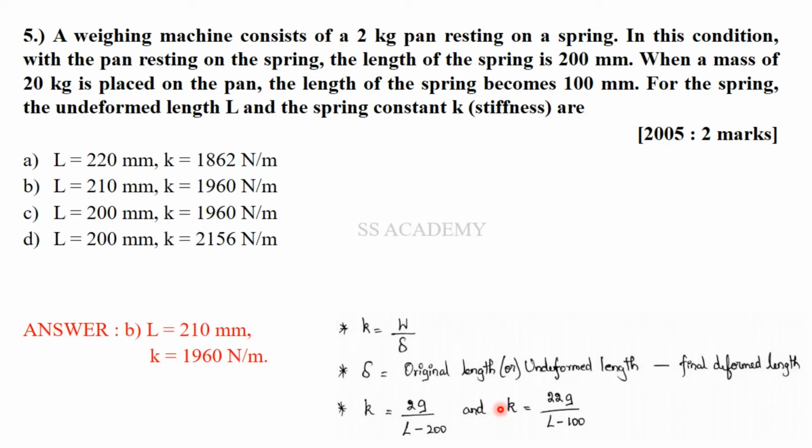And since it is the same spring, the stiffness will not be varying. So K is equal to, along that pan, we are placing a 20 kg on that pan. So the load will be 22 kg into G, that is acceleration due to gravity, divided by the deflection, which is L minus the deformed length of 100 mm. So L minus 100. Equating these two, you will be getting L and K. Very easy to find. It is a very simple question. Just remember load by deflection, and deflection is original length minus final deformed length. 200 and 100 are final deformed lengths and we know the loading. So it is easier to find K and L.